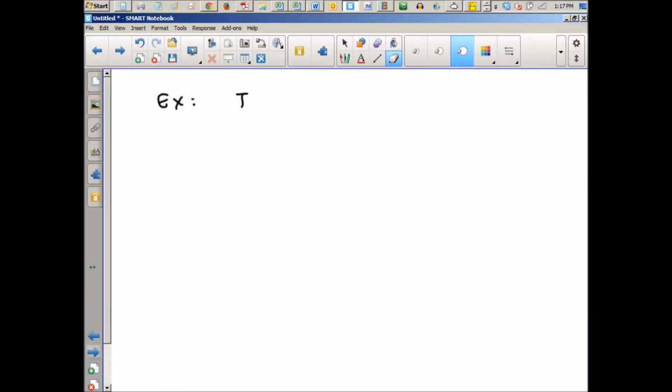So the question says, if the integral from 0 to 1 of x cubed dx is 1/4, find the following. Okay, so the first thing they ask us to find is the integral from negative 1 to 1 of x cubed dx. This is actually a really easy problem, but you have to understand what it's asking.